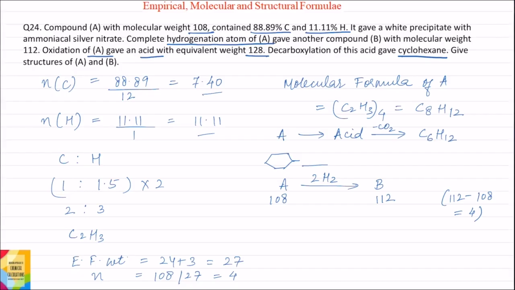So the formula for A can be written as C6H11 cyclohexyl ring, which contains 6 carbons and 11 hydrogens, and in the side chain there is the 7th carbon and there is a triple bond between the 7th and the 8th carbon, and this is the structure of A. We can also write the formula for A as C6H11 C triple bond CH.